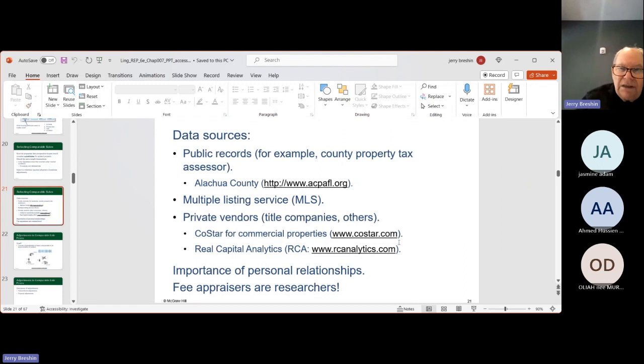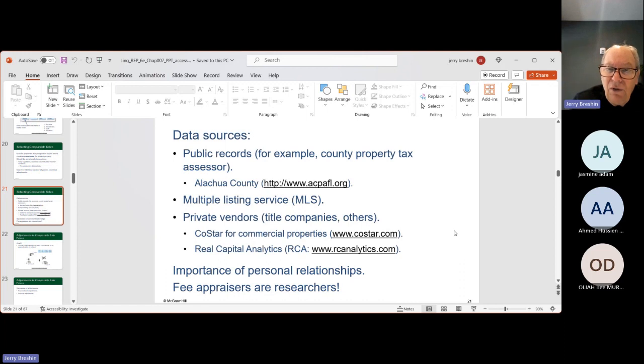Private vendors, title companies. There are some companies called Realtor.com. You may have heard of them. Zillow.com. These are private companies that purchase the information from the different MLS systems. So if you are not a realtor, let's say you're simply an individual, and want to have an idea of what homes are selling for in a community, you can log on to realtor.com or Zillow.com. There are a few of them.